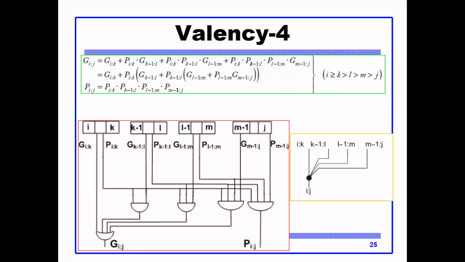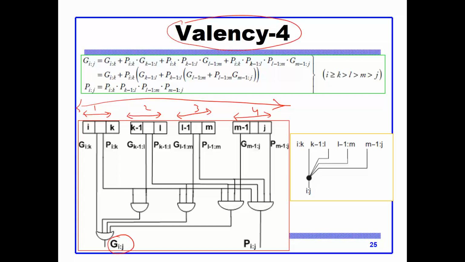Notice the range here from I all the way to J. Notice I am expressing this using how many intervals? 1 interval, 2 intervals, 3 intervals, 4th interval. Now you can see this valency. We decomposed earlier into 2 intervals. Now I'm decomposing it into 4 intervals. That's why we call it valency of 4.